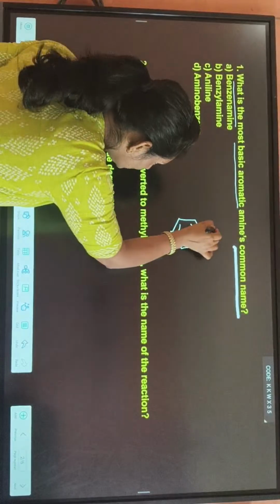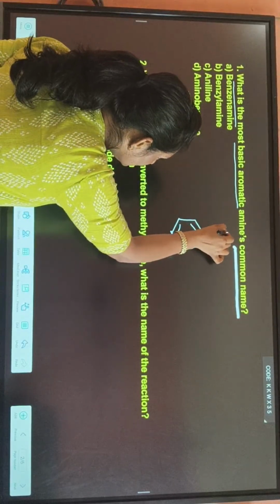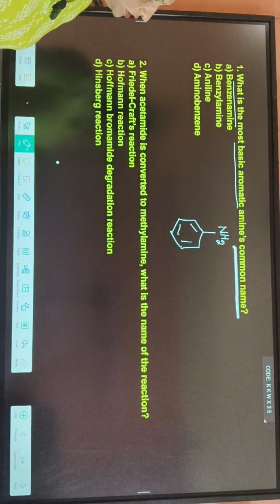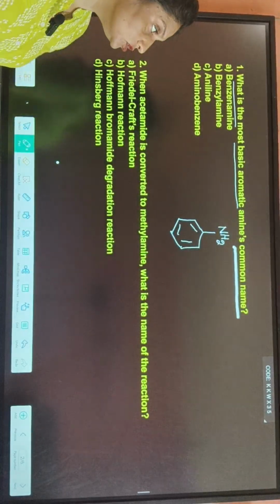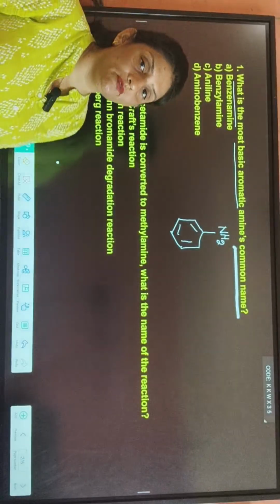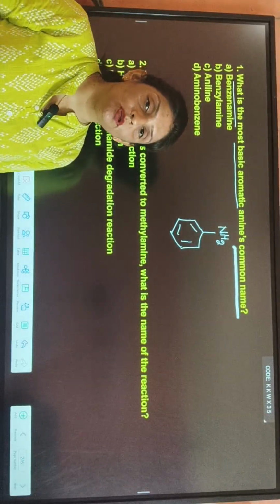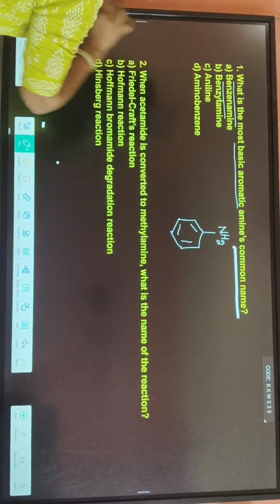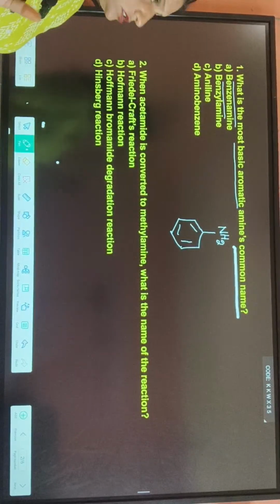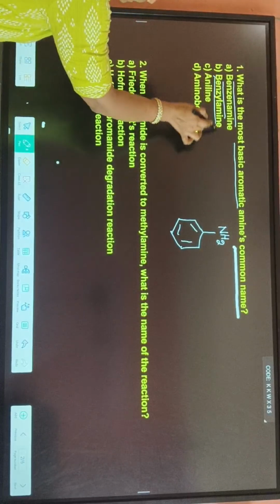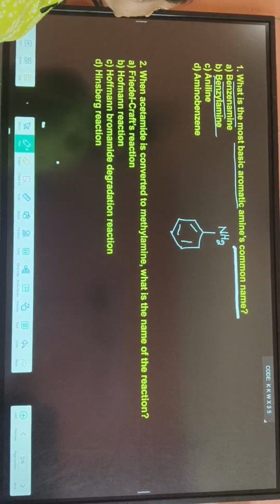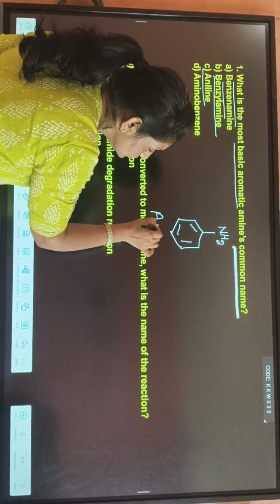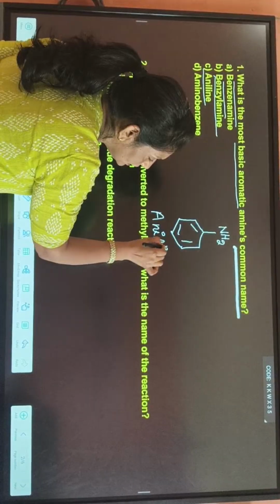Okay. So here, amine means the NH2 group. What is the most common name for this? Let's see. Benzene amine? No. Benzyl amine? No, not this. Aniline? Yes. So most commonly it is known as aniline.